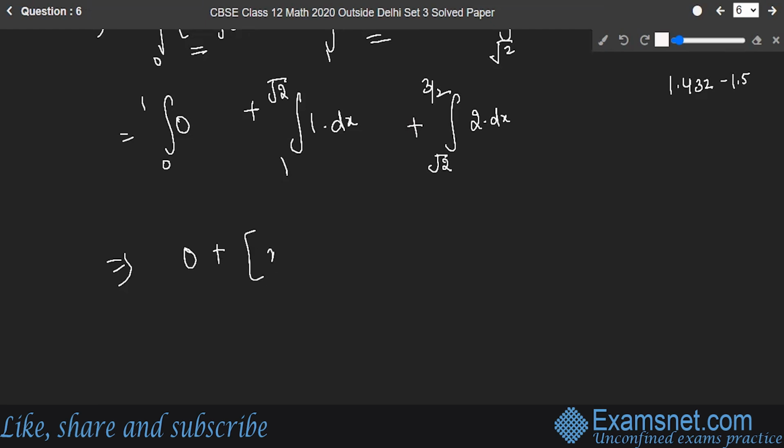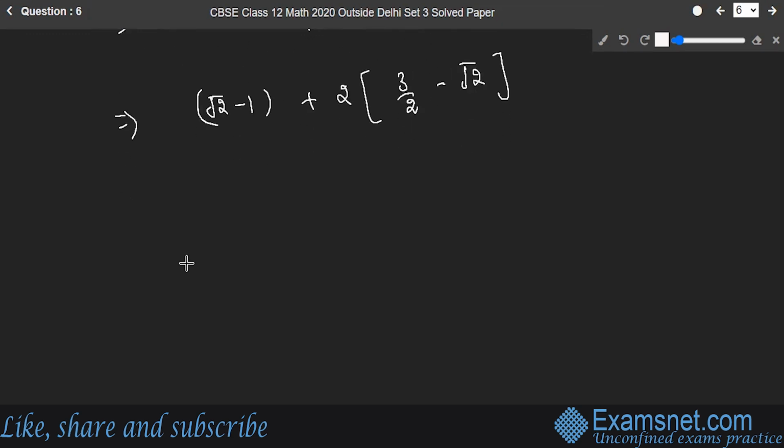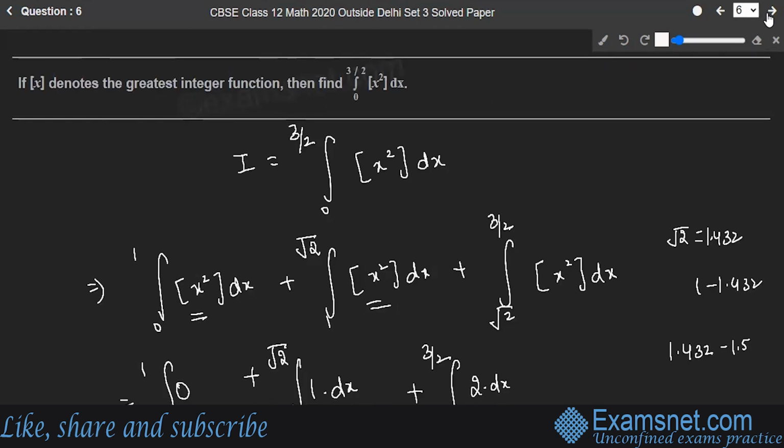This is 0. x limit 1 to root 2, and this will be 2x, limit root 2 to 3 by 2. This will be equal to root 2 minus 1 plus 2 into 3 by 2 minus root 2. So this is root 2 minus 1 plus 3 minus 2 root 2, which is 2 minus root 2. This is the answer to the question. Hope you understood that. Next is question number 7.